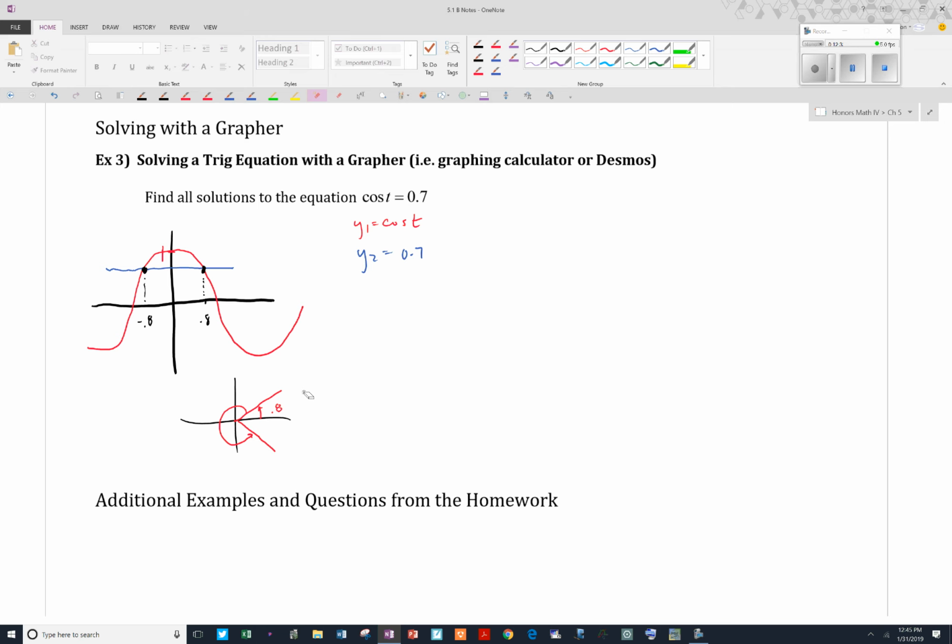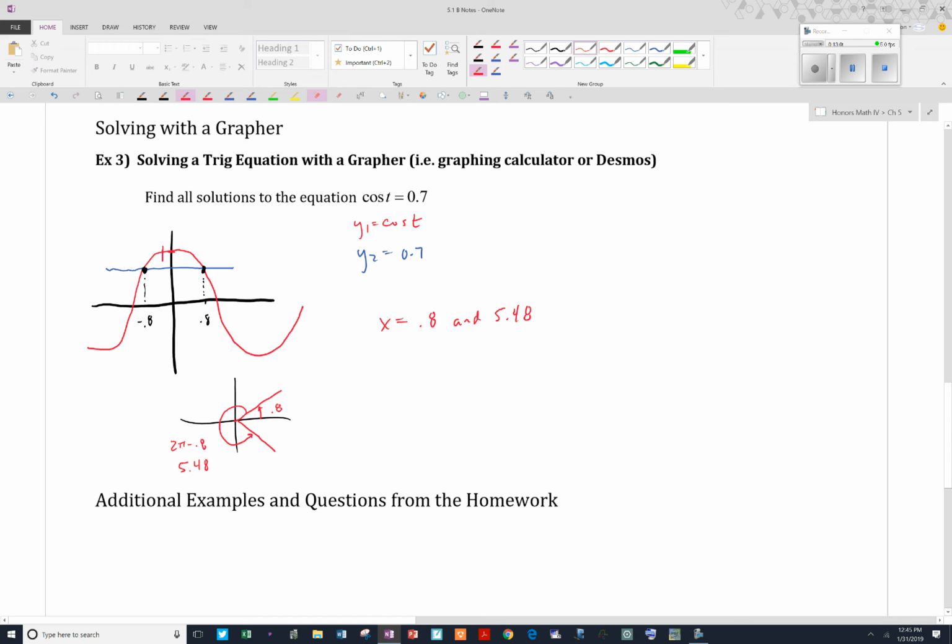So we know that x is going to equal 0.8, and then I'd also be short 0.8 here of going all the way around. So that would be 2 pi. Actually, I'm describing this angle here: 2 pi minus 0.8, which would be 5.48. Okay, so those are the solutions in one trip around the unit circle.